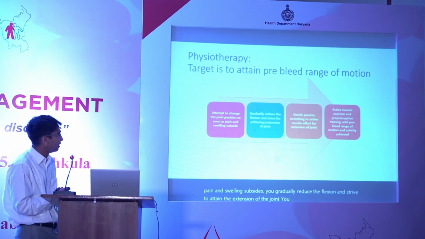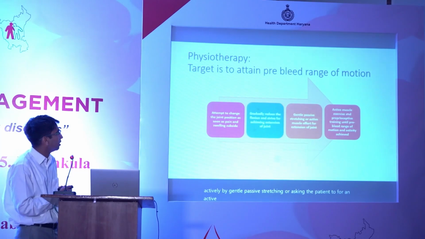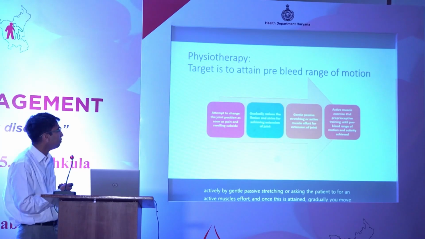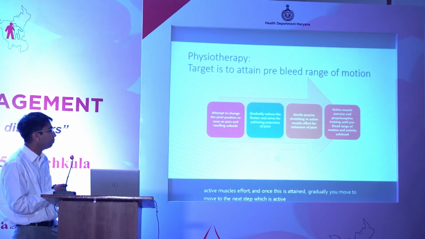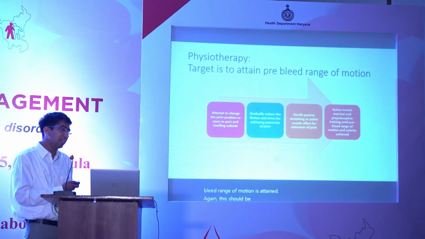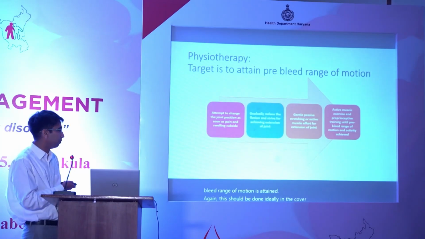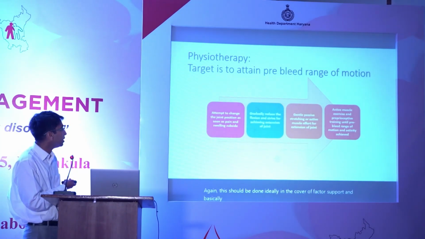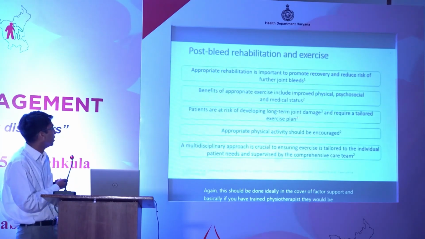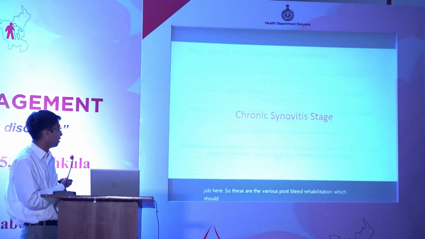You can do it either passively or actively, by gentle passive stretching, or by asking the patient for an active muscle effort. And once this is attained, gradually you move to the next step, which is active muscle exercises, so that the pre-bleed range of motion is attained. Again, this should be done ideally under the cover of factor support, and if you have trained physiotherapists, they would do a wonderful job here. So these are the various post-bleed rehabilitation measures which should be encouraged, and they are all beneficial.